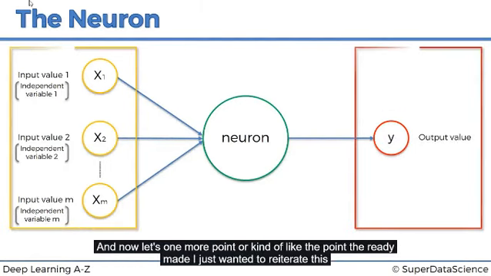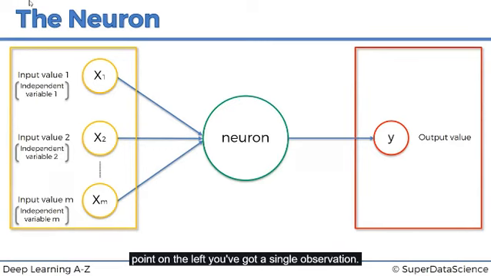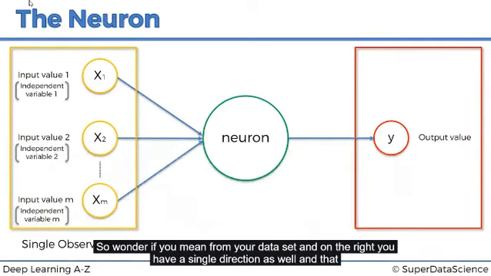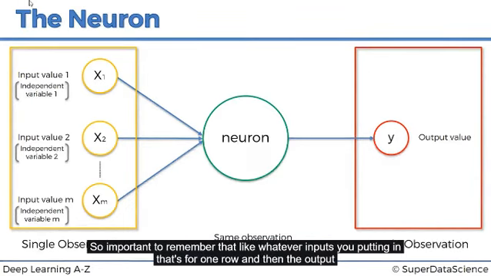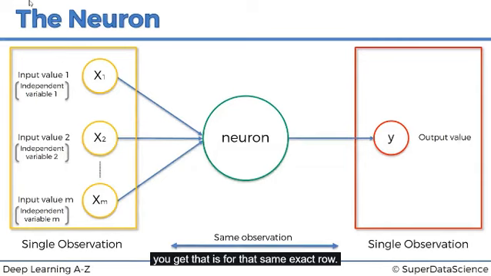One more point, or kind of a point that we've already made. I just wanted to reiterate it. On the left, you've got a single observation, so one row from your data set, and on the right, you have a single observation as well. And that is the same observation. So it's important to remember that whatever inputs you're putting in, that's for one row, and the output you get is for that same exact row.